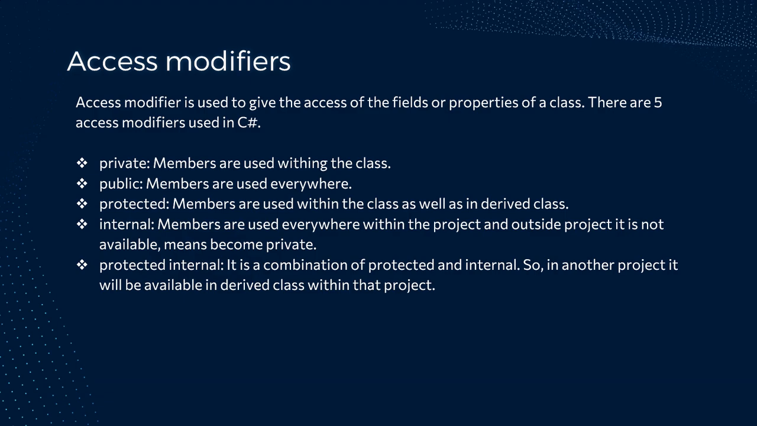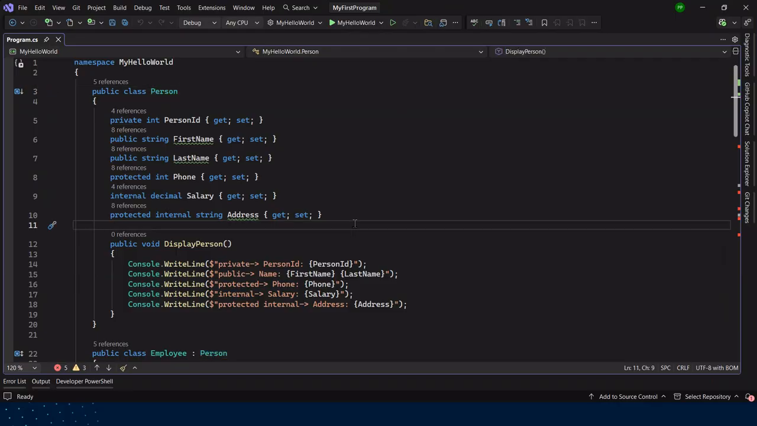So let's quickly go to Visual Studio and look at all these access modifiers and how we can access them. Here I have prepared one class, that is Person, with all the access modifiers. You can see the person ID is private, first name and last name are public, phone number is protected, salary is internal, and address is protected internal.